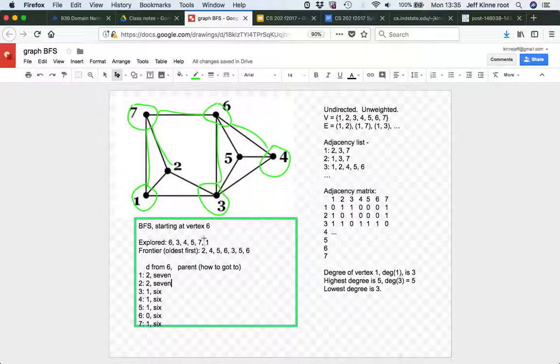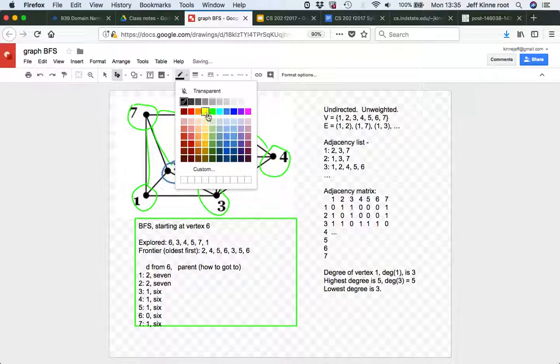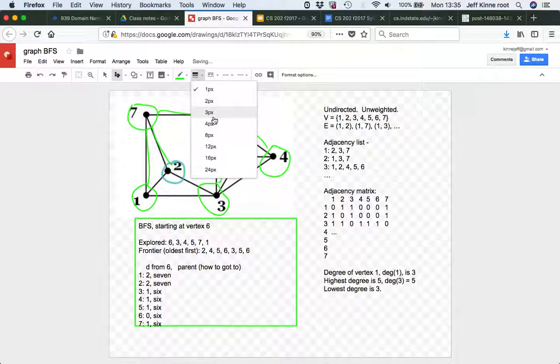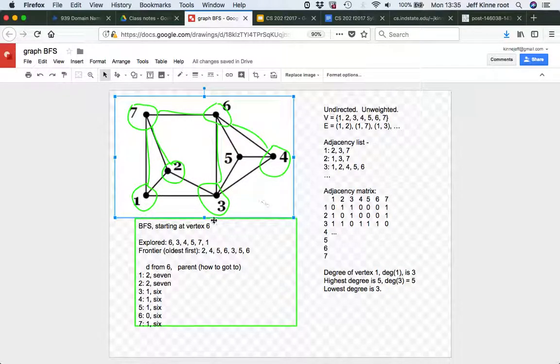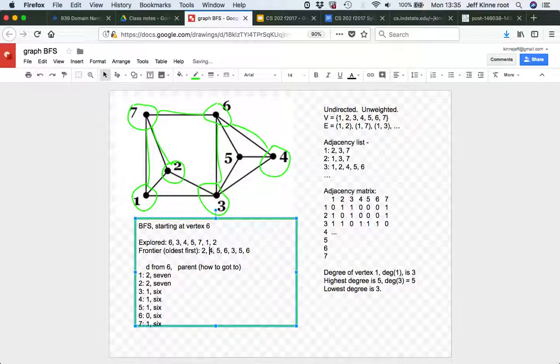And then we would take 2 off of the frontier. None of the information gets updated with 2 either. And that's the end. All the rest of these that were on our frontier, we have already finished exploring. And so this would be the end. We have the distance from 6 to each of these vertices, and we have paths to each one.